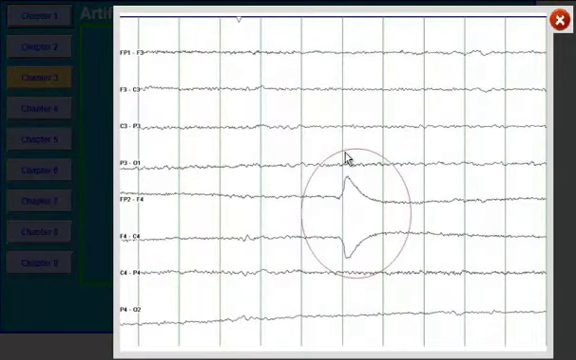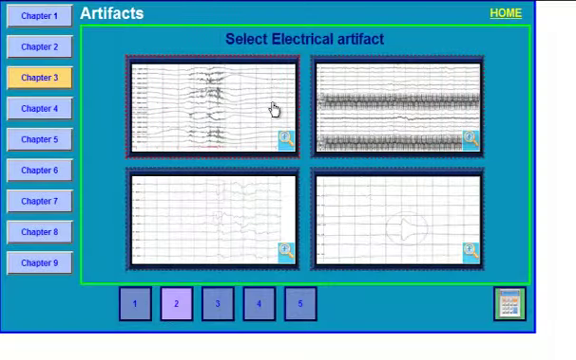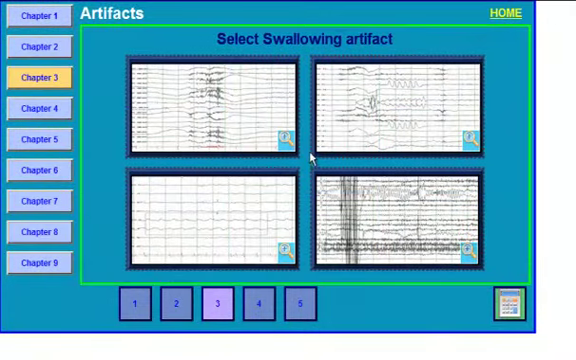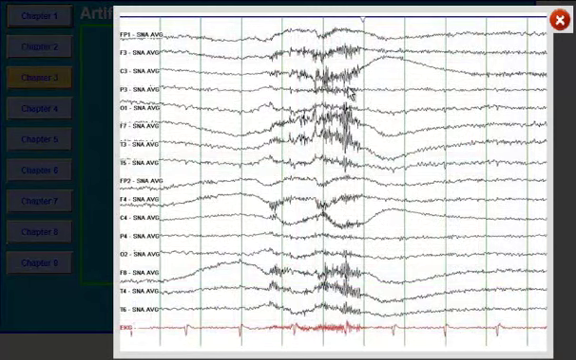What you see here in this circle, this is called an electrode pop. So it is of a positive polarity, and you see that it has been recorded at F4. So the question, select electrical artifact, so this should be the right answer. Next, look at this again. So we see the muscle, we see the movement. So this is a swallowing artifact, as I discussed in the first slide.